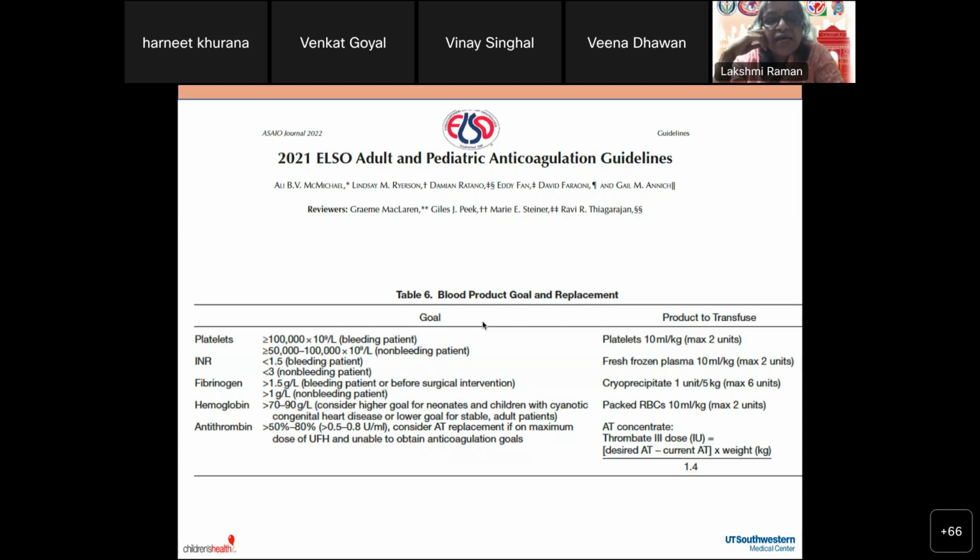And then again, antithrombin is something that we often measure levels of, but we do not treat unless we are worried that our heparin levels are going up. Next slide, please.